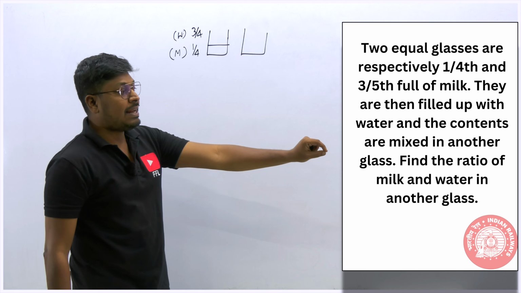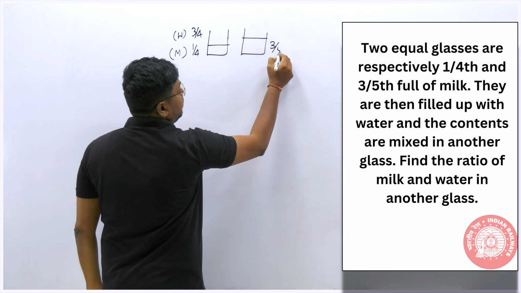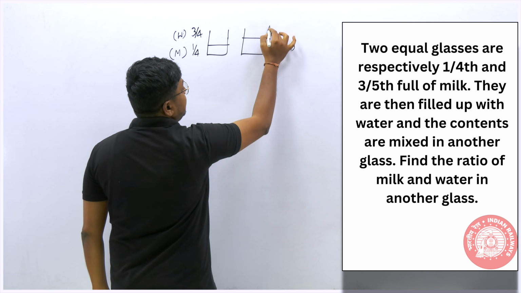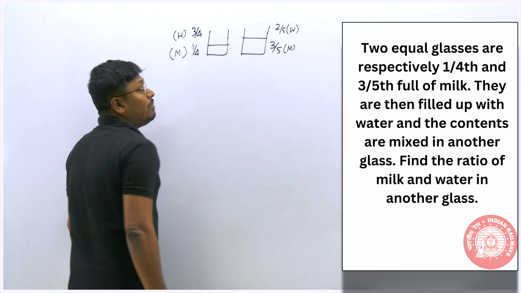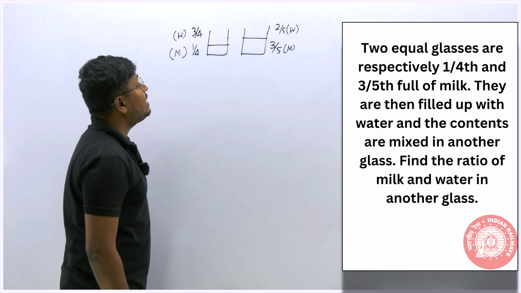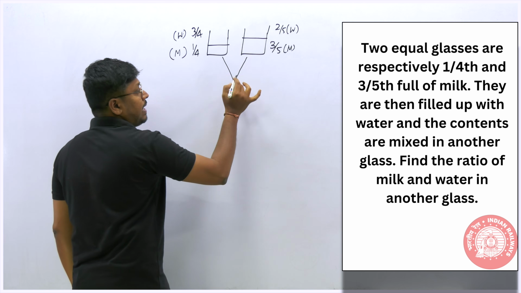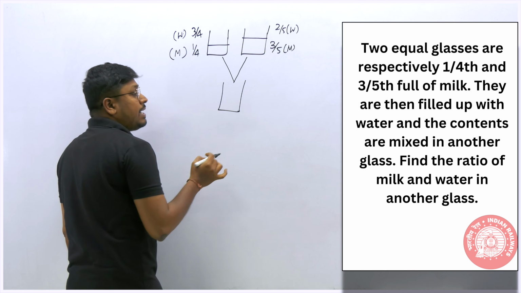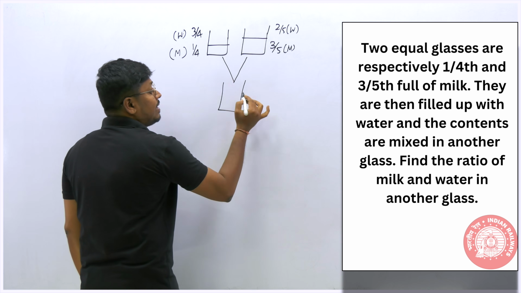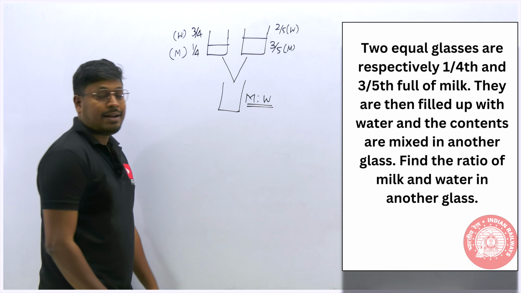In the second glass, 3/5 is milk, right? Then we can say the remaining, 1 minus 3/5, will be 2/5. So 2/5 will be water. Now what they are saying is, they are mixing the two glasses' mixture into a single glass. So now our target is to find the ratio of milk and water. This is the question they are asking here.